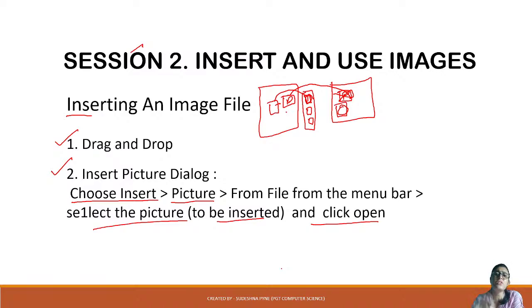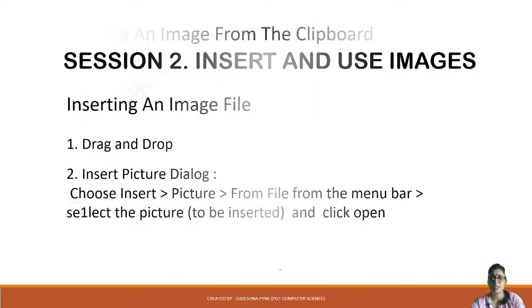And inserting a picture with the help of a dialog box means, with the help of a dialog box we can add a picture. Steps you can follow: choose Insert Picture from the File menu bar, then select the picture to be inserted and click Open. This is the basic thing of inserting a picture.